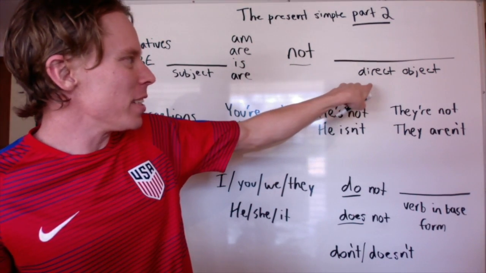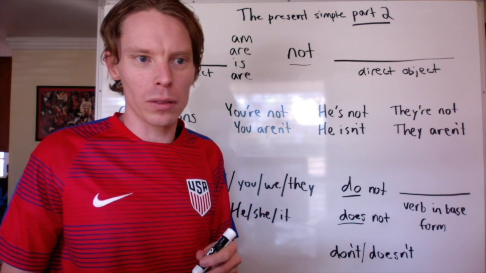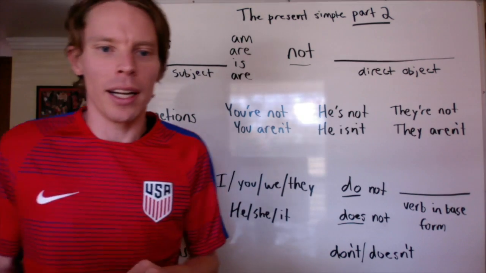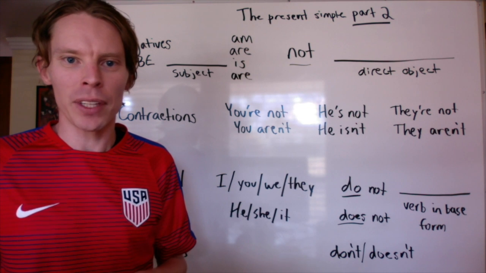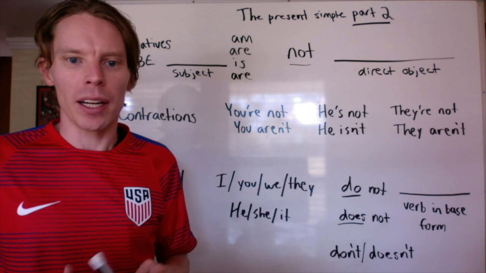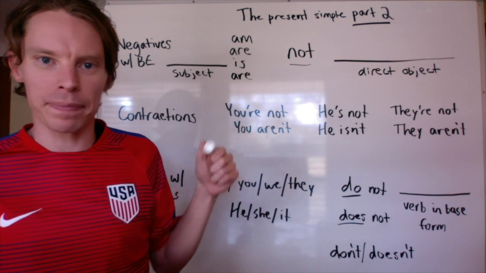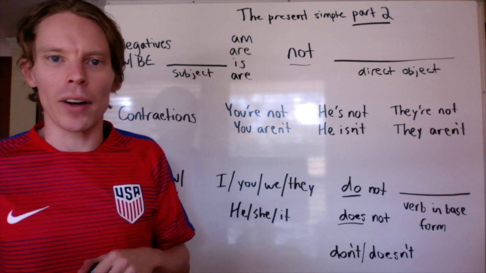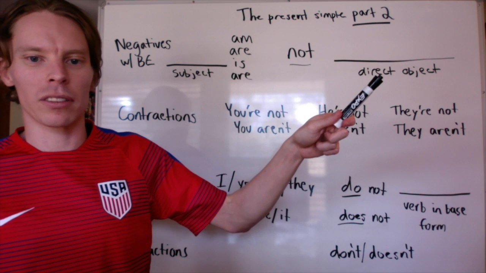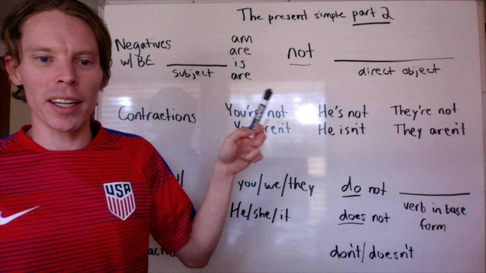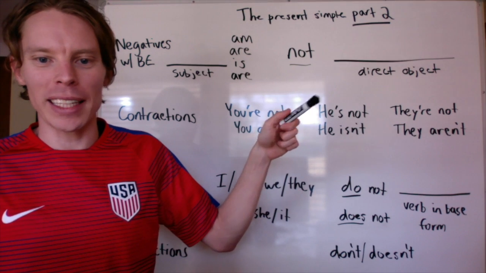Entonces, after not, después de not, we have the direct object. So, we are going to practice. For example, in the last lesson, en la última clase sobre el presente simple, we did positive statements, right? Hicimos frases positivas. So we did, I am a doctor. Well, here we do, I am not a doctor. Okay? Basically, it's the same thing. You just add not. Es la misma cosa. Es lo mismo. Pero añadimos not.